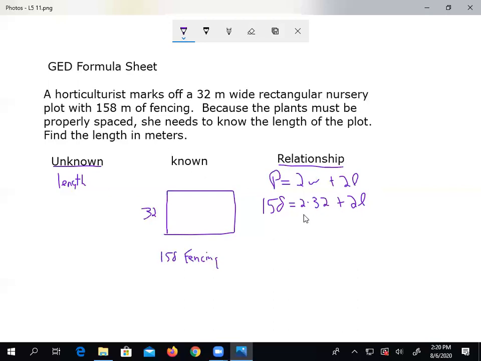And again, before we start solving things, we need to look at each side and notice that we have the 2 times the 32 to contend with. 2 times 32 is going to be 64. So I simplify the equation down a little bit. So 158 equals then this 64 plus 2L.